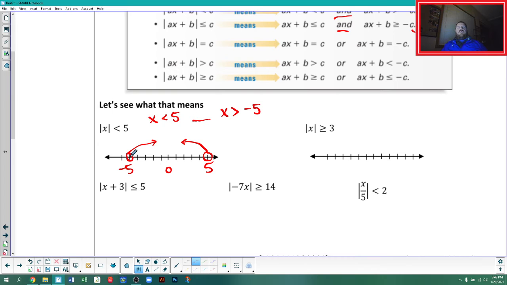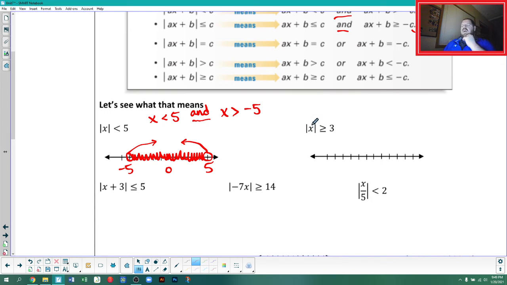This comes to the solution as to why this is an "and." We're looking at where they overlap. Anytime we're looking at an "and," we're looking where the shading overlaps. Only where it overlaps. Even though this one goes past this 5 and this one goes past this -5, I'm only looking at where they're both true. That's what "and" means, where they're both true.